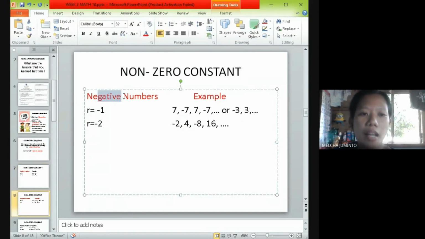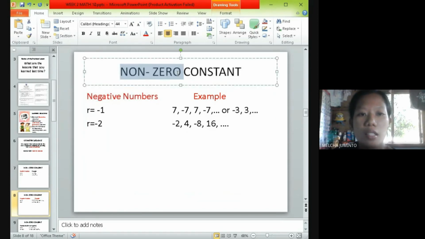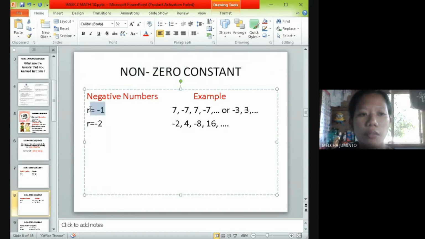Another case, it can be a negative number because a negative number is also a non-zero constant. So, the value of r is not only positive, it can also be negative. Say, for example, negative 1. The first term is 7. 7 times negative 1, negative 7. Negative 7 times negative 1, 7. 7 times negative 1, negative 7, and so on. It can also be negative 3 times negative 1, positive 3, and so on. The sign just alternates. It can also be negative 2. Negative 2 is the first term. Negative 2 times negative 2 is positive 4. Positive 4 times negative 2, negative 8. Negative 8 times negative 2, 16, and so on.